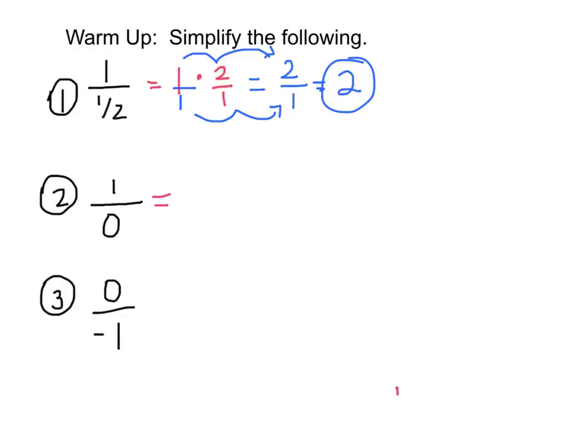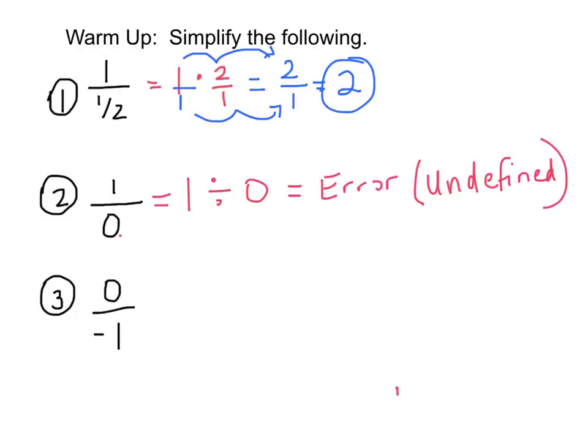Second one, 1 divided by 0. You cannot divide by 0, that is undefined. Try typing it in your calculator. 1 divided by 0, the calculator will say error, which means that's undefined. So that's the answer, undefined.